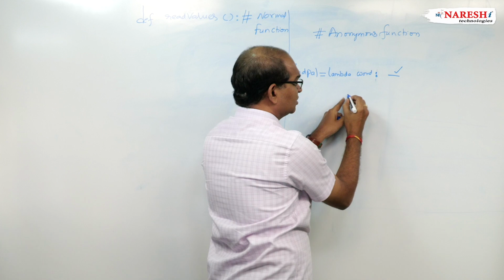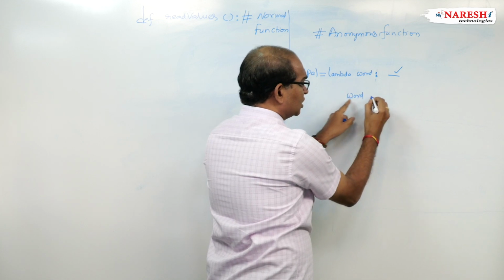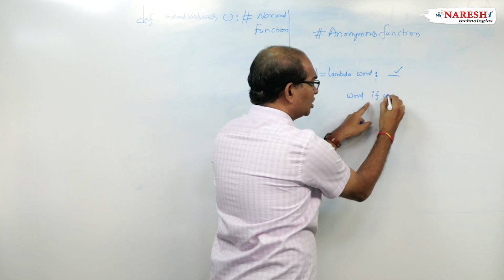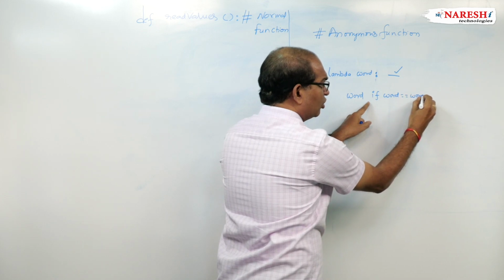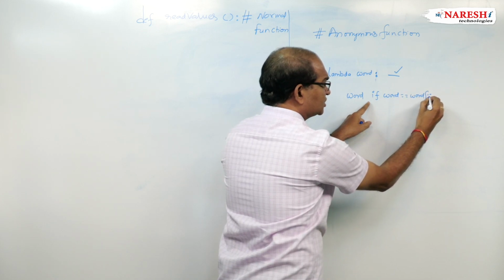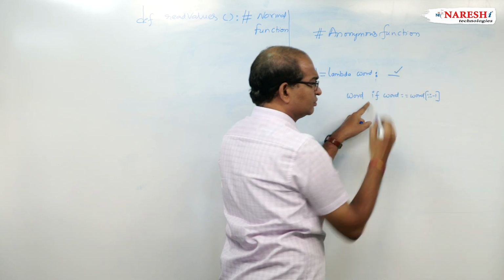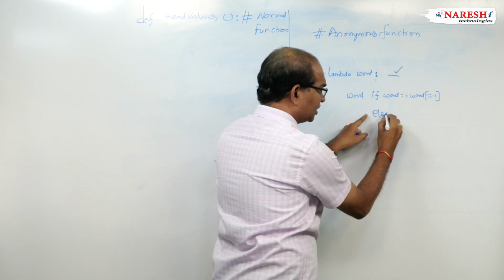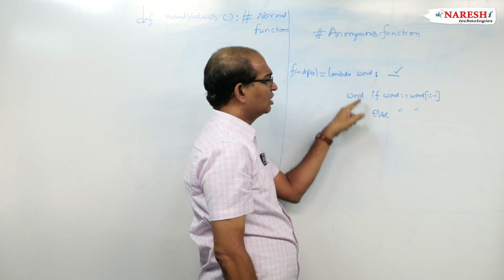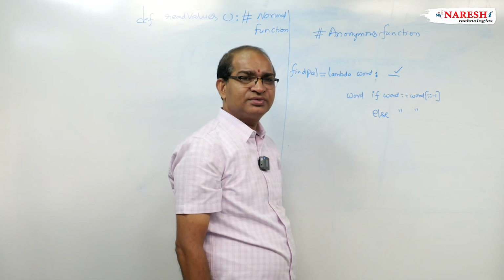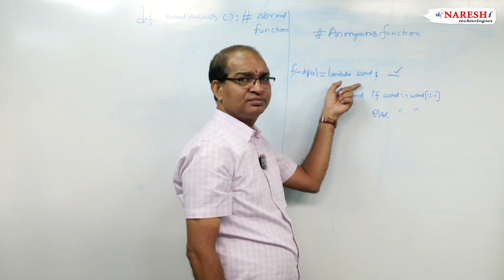I will write it here: word, if word is equal to word of extended slicing, else, I can write just one space, I will return. This is the logic for the anonymous function or lambda function.